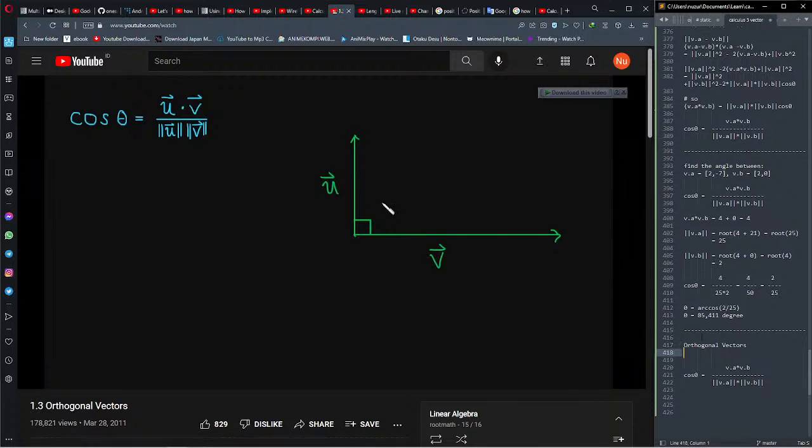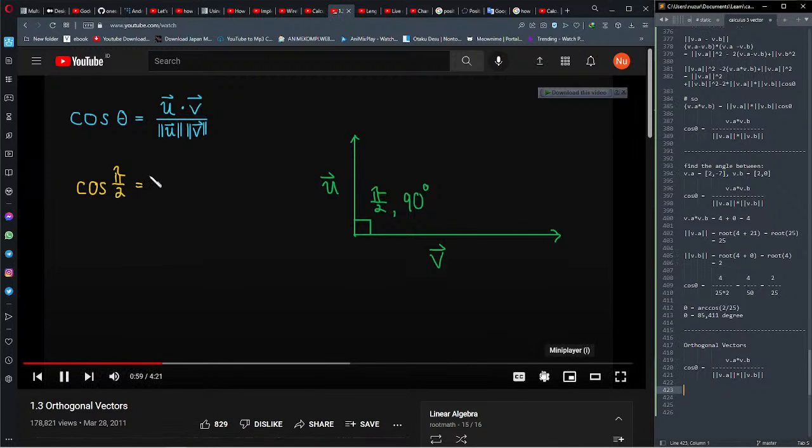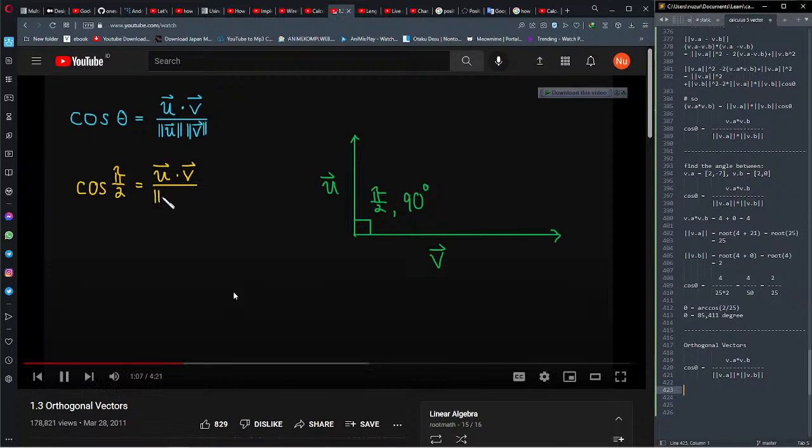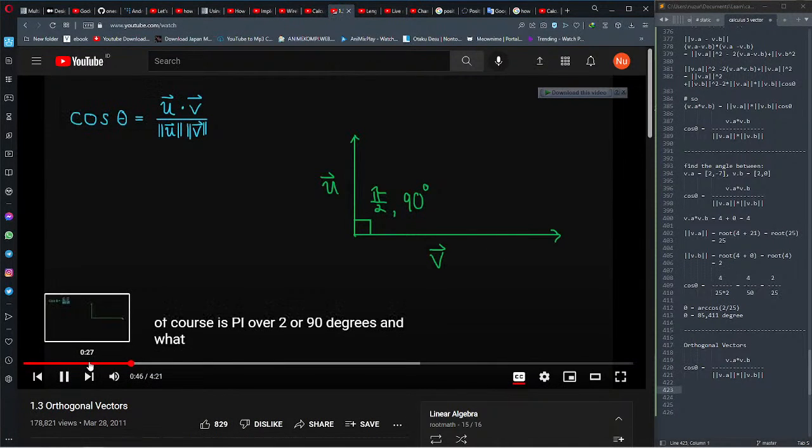So u and v here. So this angle, of course, is pi over 2, or 90 degrees. And what does that mean? Well, by our definition of the angle between two vectors, that means that the cosine of pi over 2 is equal to this dot product. And while I'm writing this, think about what is the cosine of pi over 2? What is that equal to? We know what it is, it's just a number, right?